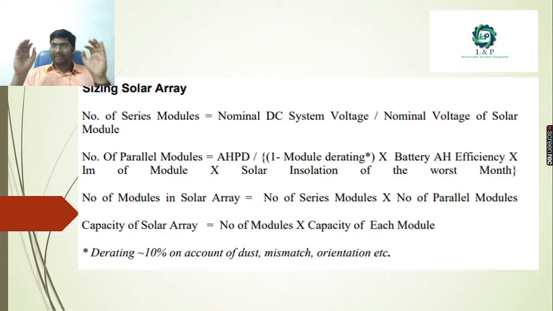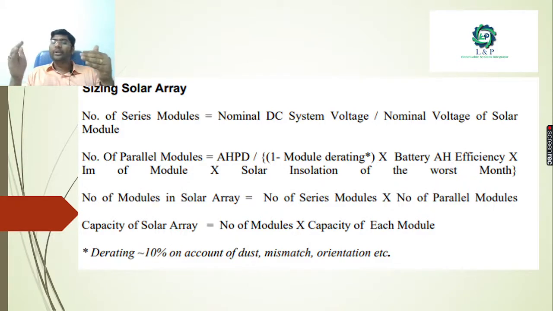And if you want to do a parallel connection, then we need to know the amp hour per day divided by the module derating factor, the battery AH efficiency and Imax, and the solar insolation of the worst month. Also we need to know the number of modules that we are going to form a solar array.